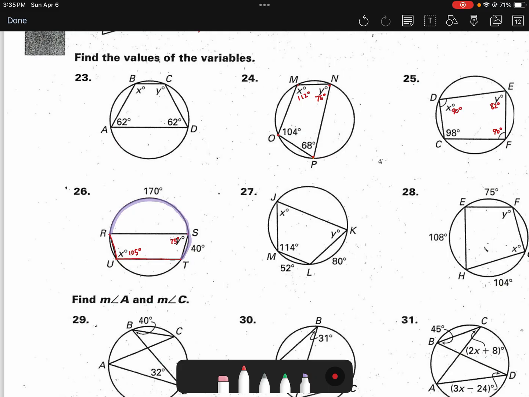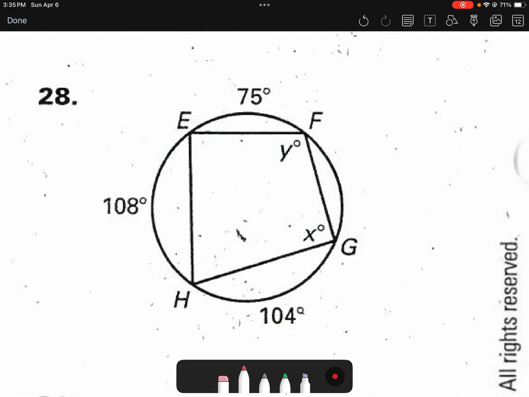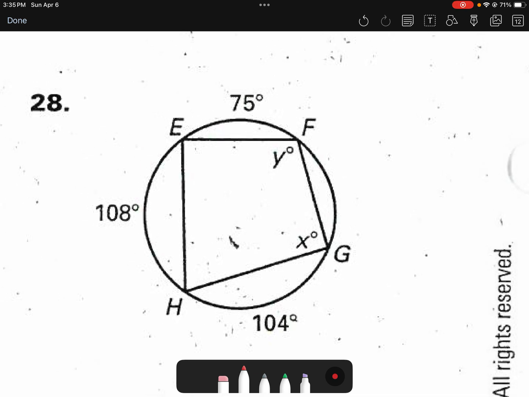So maybe we'll move over to something like number 28. What's the measure of this red angle? Well, it goes with this intercepted arc here. And that has a measure of 212. So half of that is 106. So that means we know that guy's 74. We're just subtracting from 180. It's going to get pretty busy with these colors, so I think I'm going to take them off as we go.